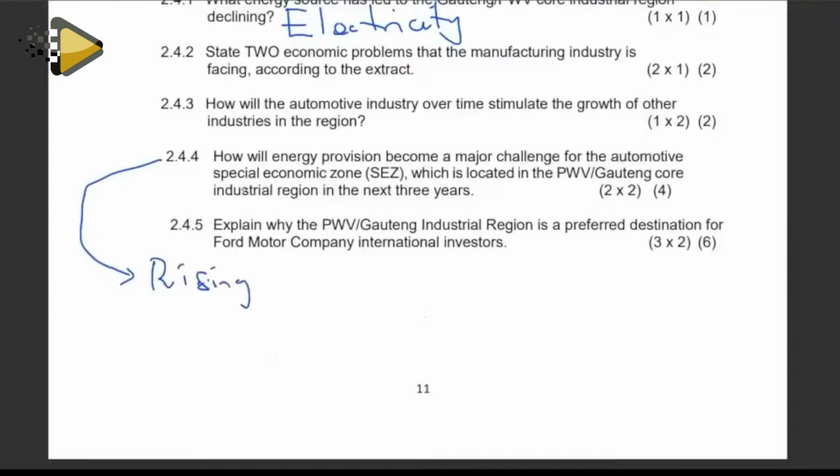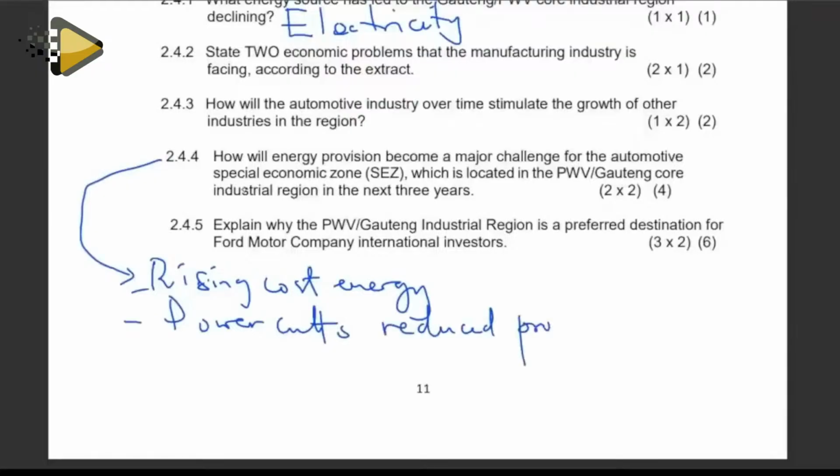We are having an energy crisis and automatically the cost is going to rise. Rising cost of energy will ultimately reduce the profitability of the business. Then we can also look at power cuts. If there are power cuts, what's the implication? Or if there's load shedding, there's going to be reduced productivity because there will be lost hours of production. It is going to reduce productivity because of power cuts.